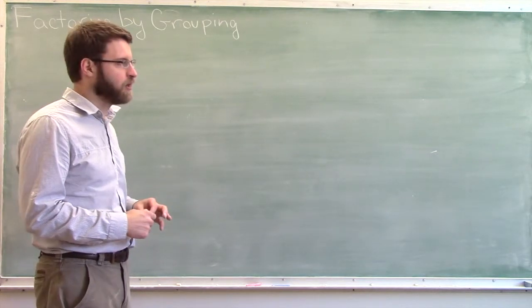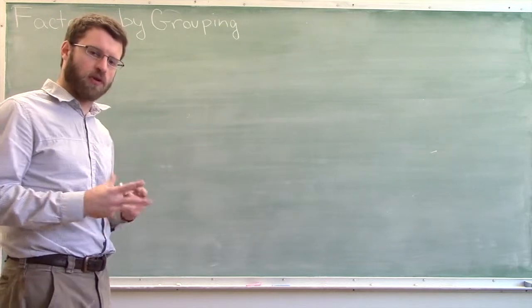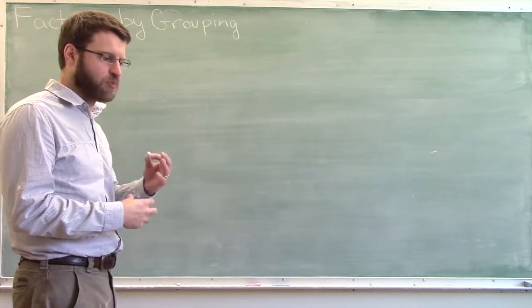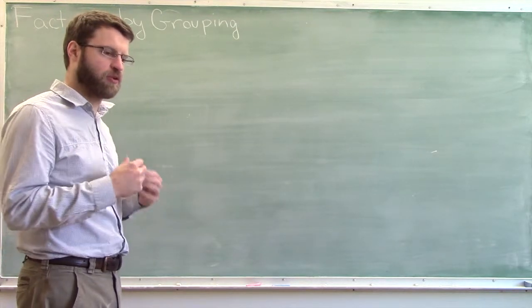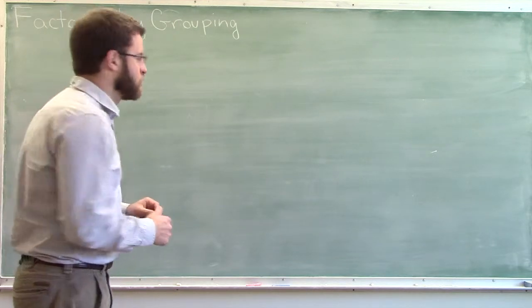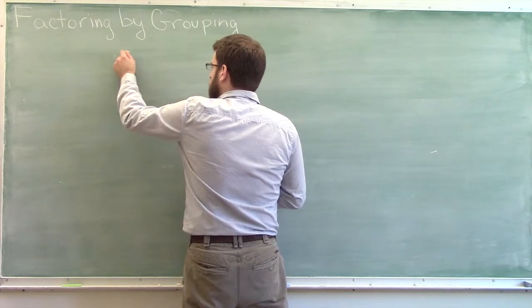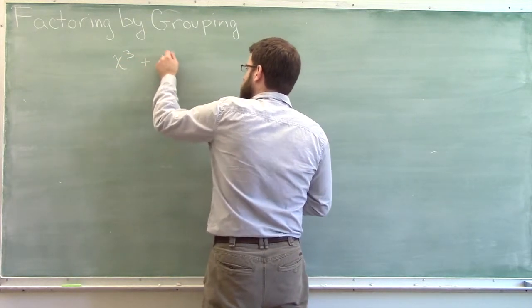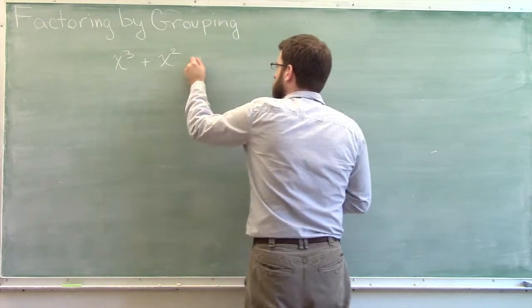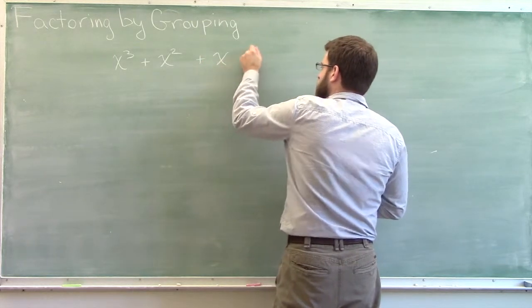The idea behind factoring by grouping is to make different parts of a polynomial expression connect in the same way. Okay, so let me start out with a really simple example where I explore how you see the factoring by grouping pattern. So let's suppose that we have a cubic polynomial, x cubed plus x squared plus x plus 1.